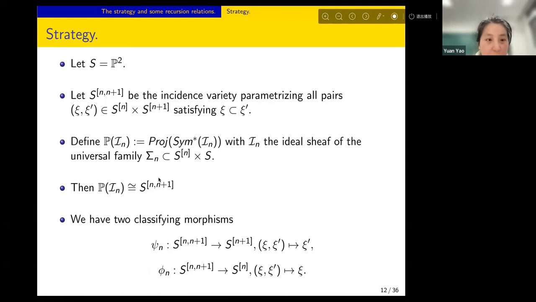So we use this incidence variety and we can do this induction, right? If you want to compute something on S^[n+1], then somehow you pull back with phi_n and push forward with psi_n, and you get something on S^[n]. That's the strategy.